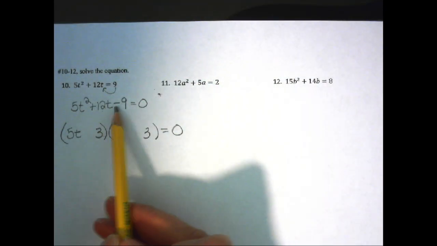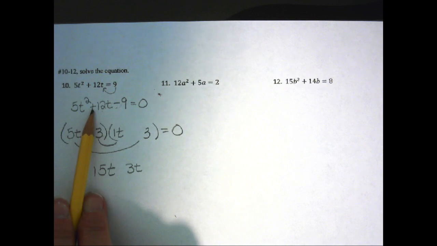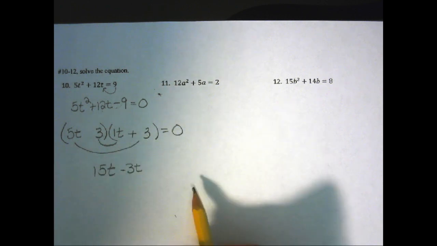This tells me my signs are going to alternate. So let's quickly check the outer. That would be a 15. And the inner would be a 3t. Notice I want this to be a plus 12. So I would want 15 minus 3. So I want the plus to be with the 15 and the minus to be with the 3. And now notice I know I have this factored right. So I have the right middle term.